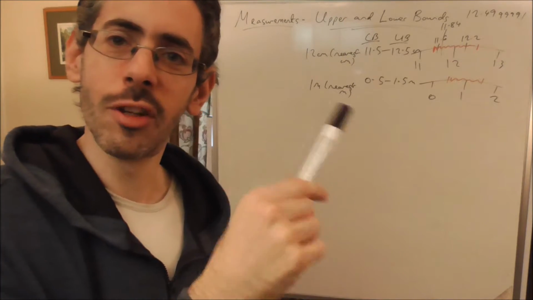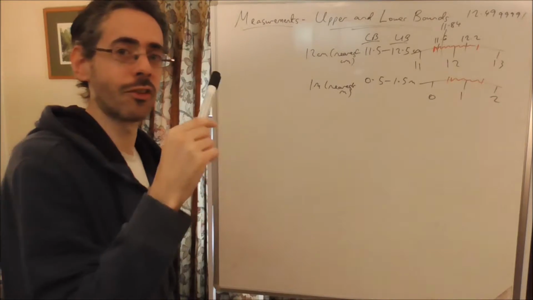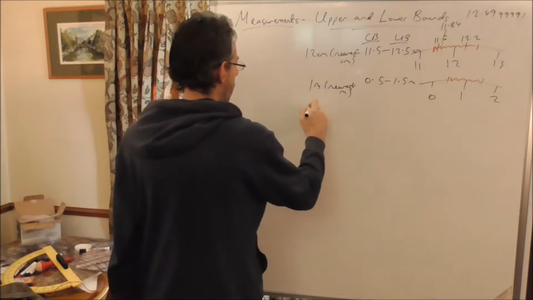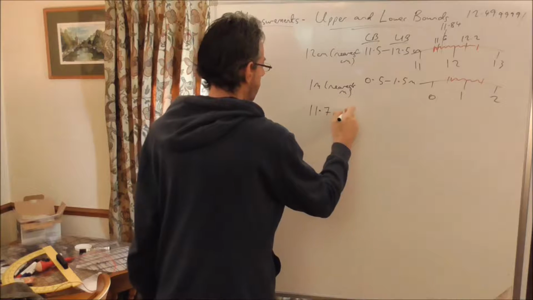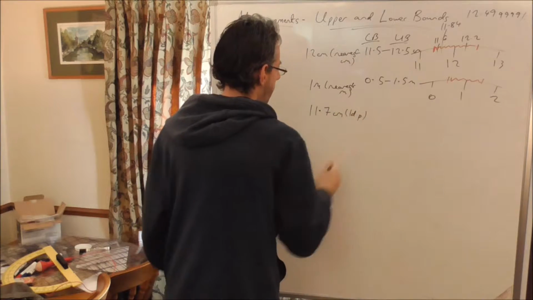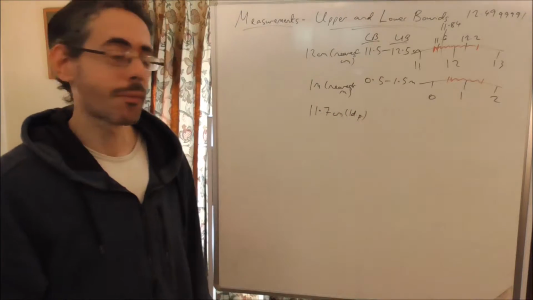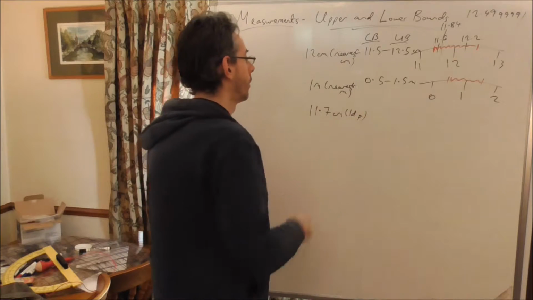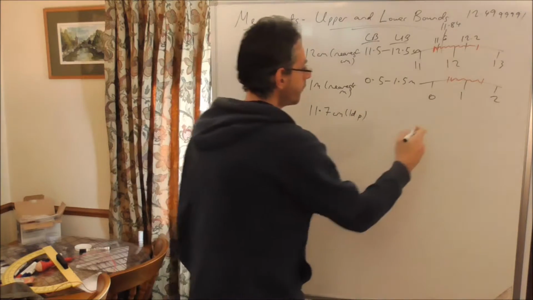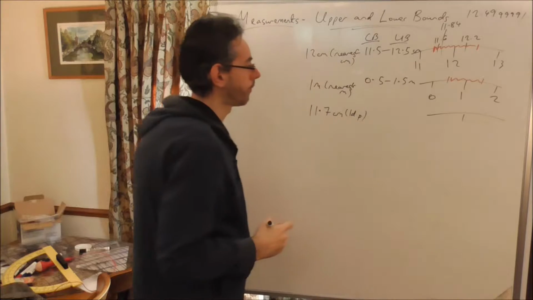Suppose I told you I've measured it more accurately, and it's 11.7 centimetres to 1 decimal place. What's the range now? So what's the lower bound and what's the upper bound for this measurement? What do you think?